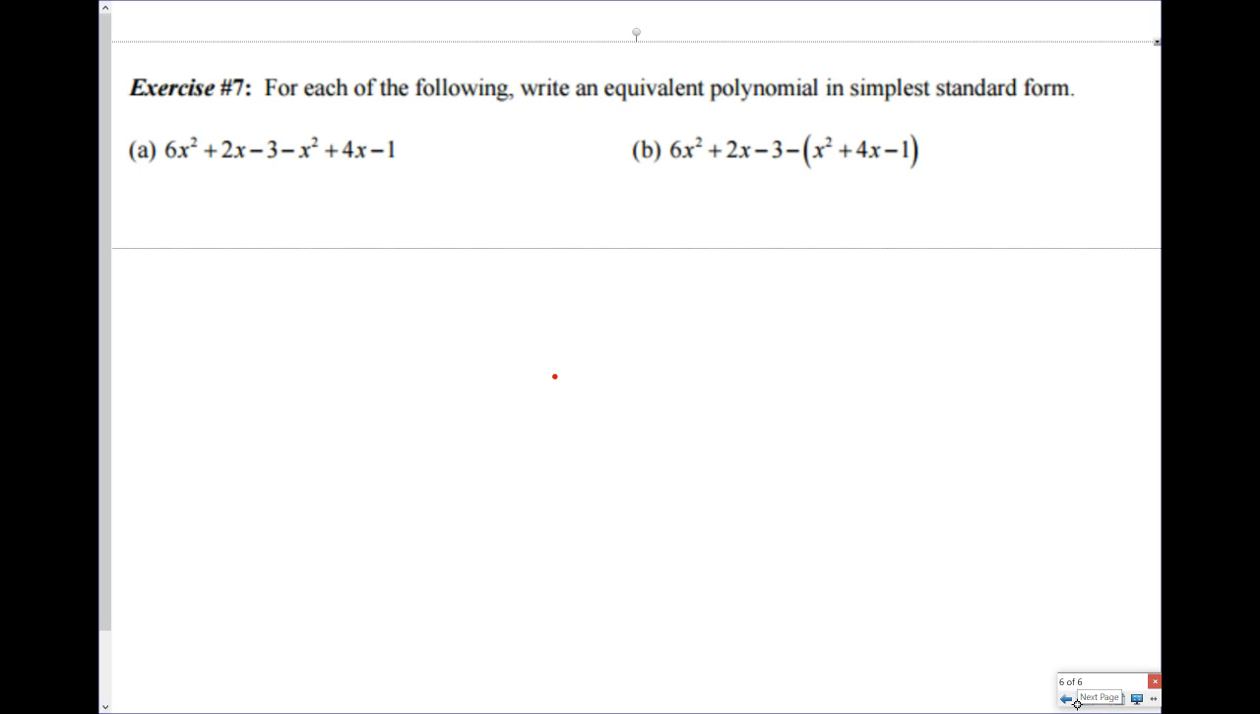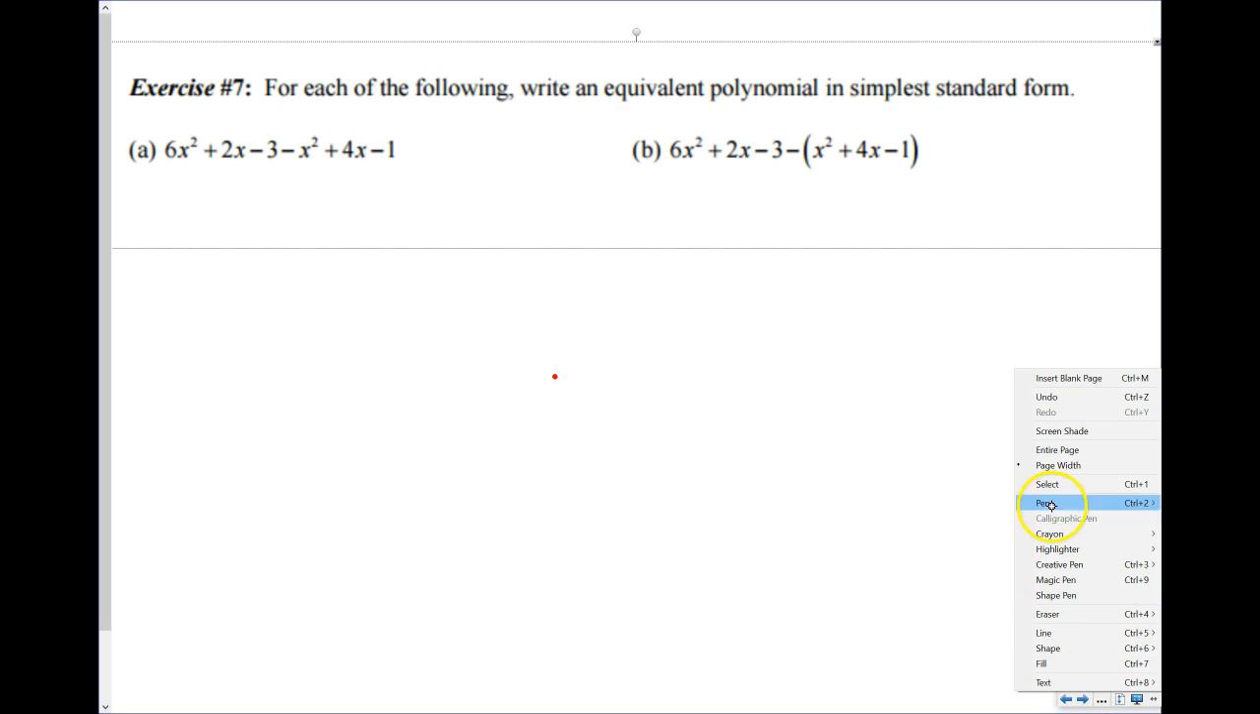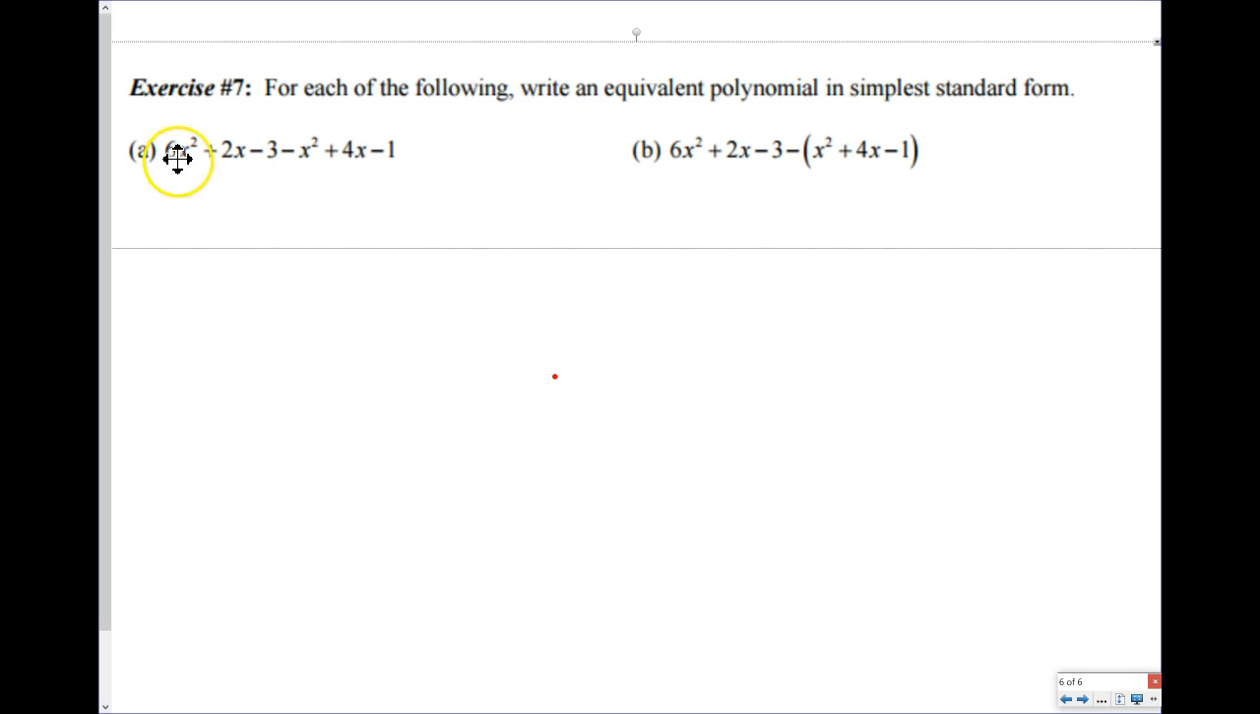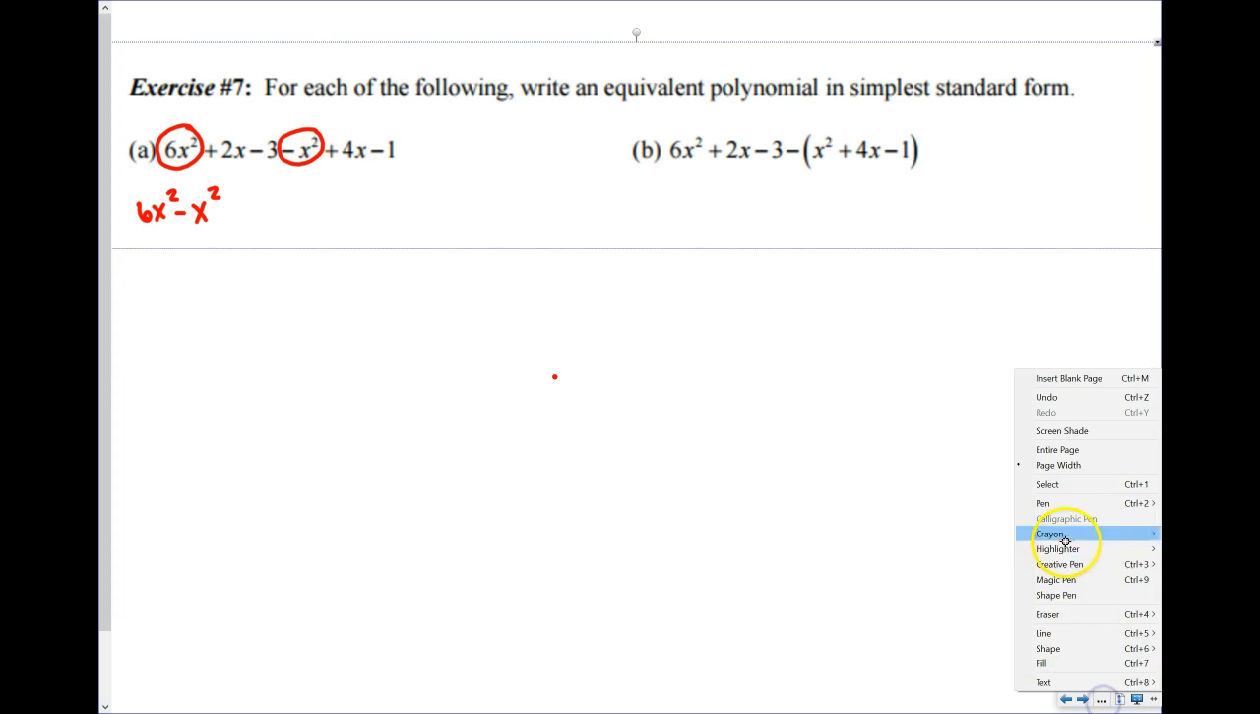So the last example in this lesson is what happens when all the numbers are mixed up. I like to use shapes to combine my like terms. So I'm actually going to use colors here, but sometimes I like to use shapes. So I'm going to look for all of my x squared terms. So there's an x squared, and here is an x squared. So I'm going to have 6x squared minus x squared. So I've combined my red ones.